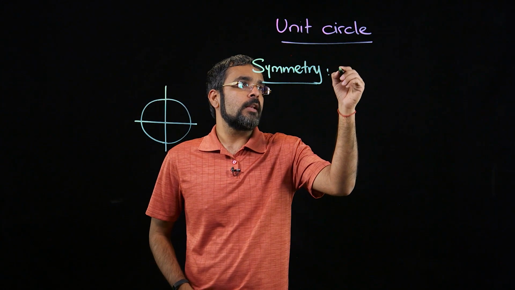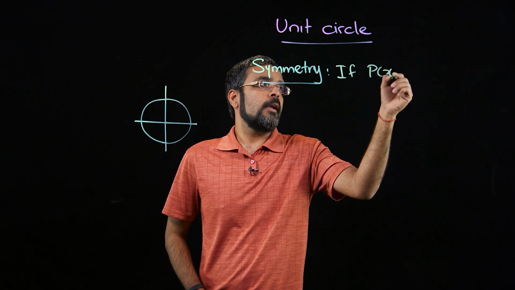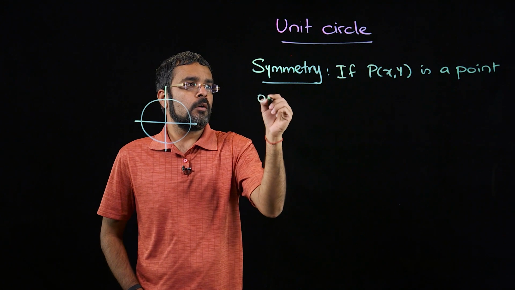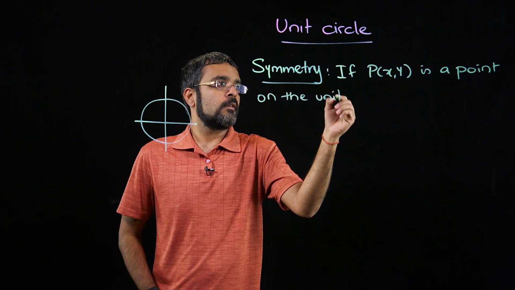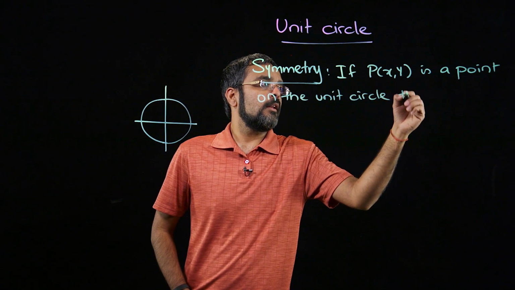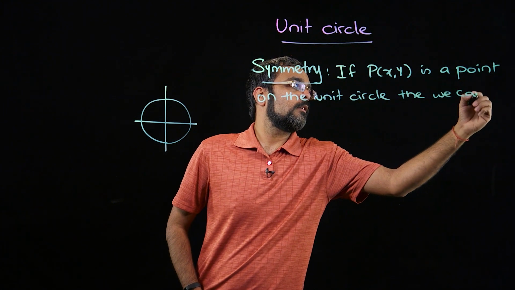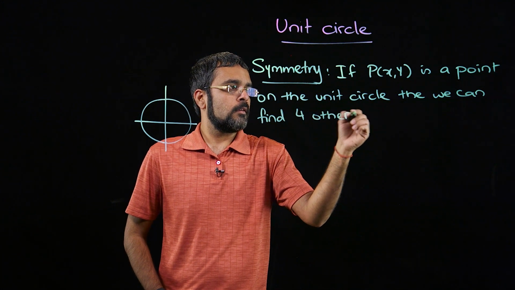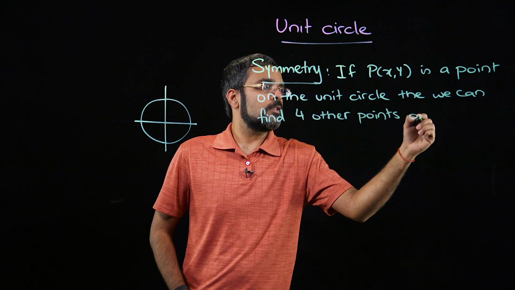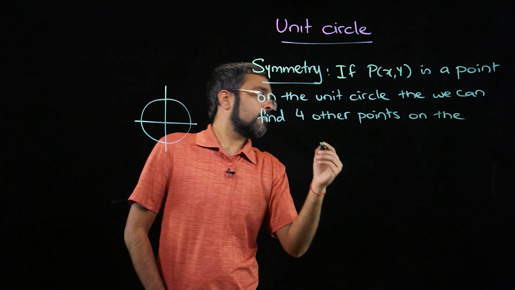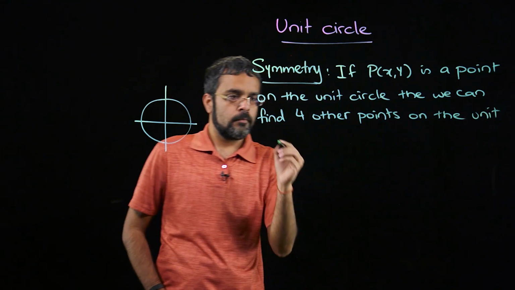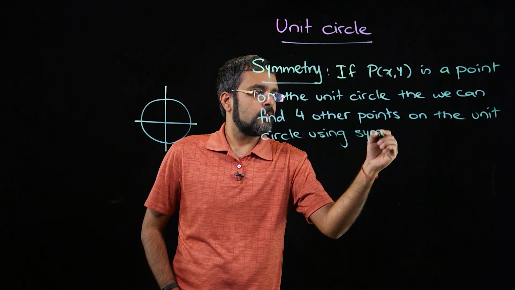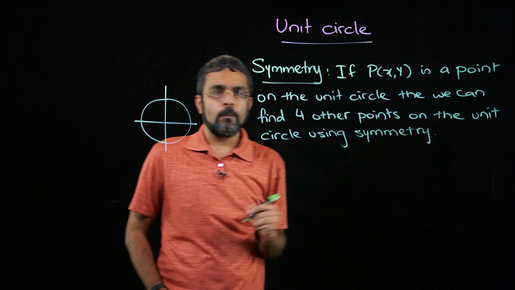So suppose I'm given a point. If P(x, y) is a point on the unit circle, then we can find 4 other points on the unit circle using symmetry. And the 4 points are the following.